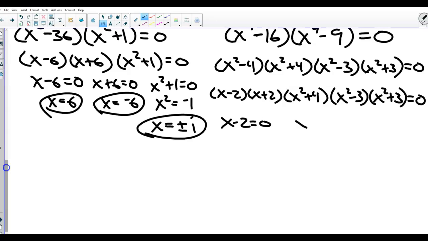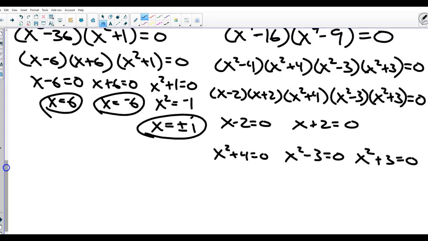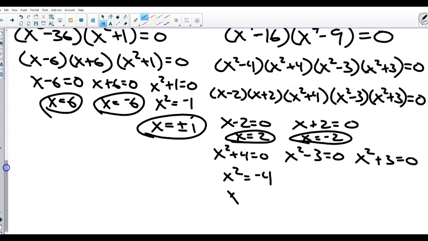x minus 2 equals 0, x plus 2 equals 0. x squared plus 4 equals 0, x squared minus 3 equals 0, and x squared plus 3 equals 0. So x equals 2 is one answer, x equals negative 2 is another answer. x squared equals negative 4. The square root of negative 4 is plus or minus 2i.